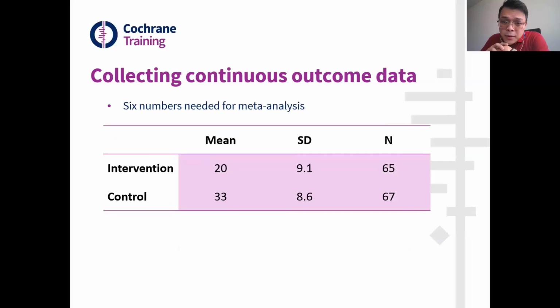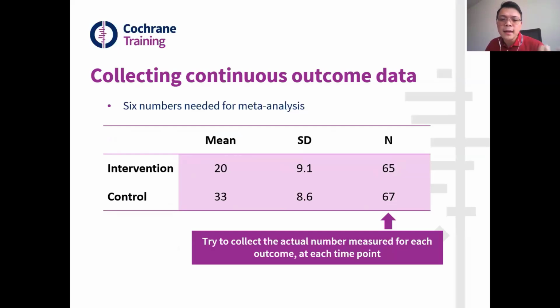So what data do we need to analyze continuous data? We need 6 numbers. We need the mean, the SD, and the sample size in the intervention group, and also the mean, SD, and sample size for the control group. This applies both for the mean difference and for the standardized mean difference. And again, when you collect data, try to collect the actual number measured for each outcome at each time point for intention to treat considerations.